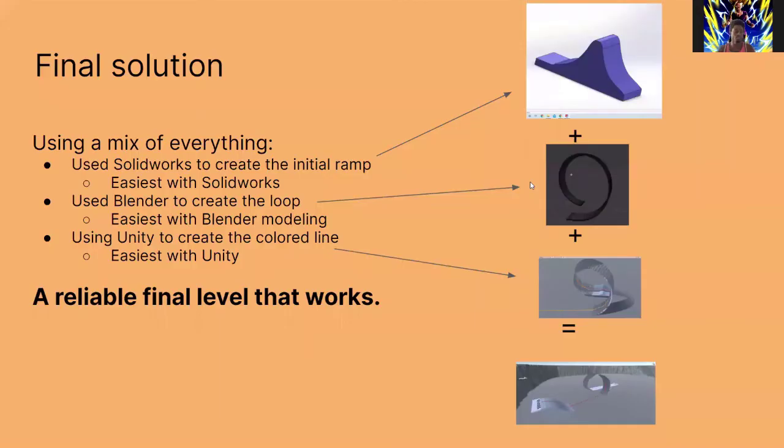Eventually, we found a final solution. We decided we would use a mix of all 3 pieces of software. This was because each piece of software had its own advantages. SolidWorks allowed easy development of the ramp because of its functions. Blender allowed easy development of the loop because it mostly works in polygons. And Unity, because of its easy segmentation of the lines, was used for the lines.